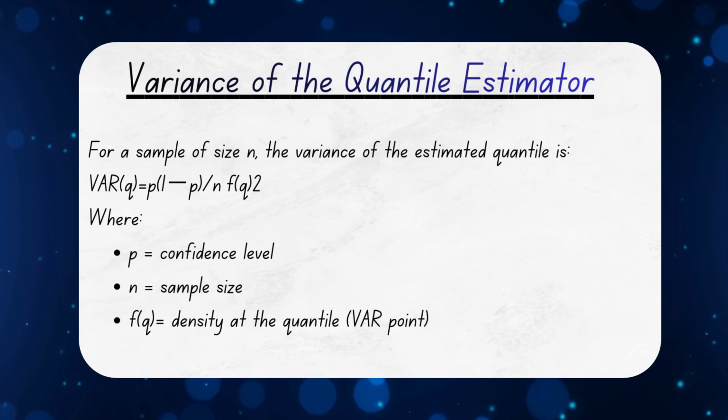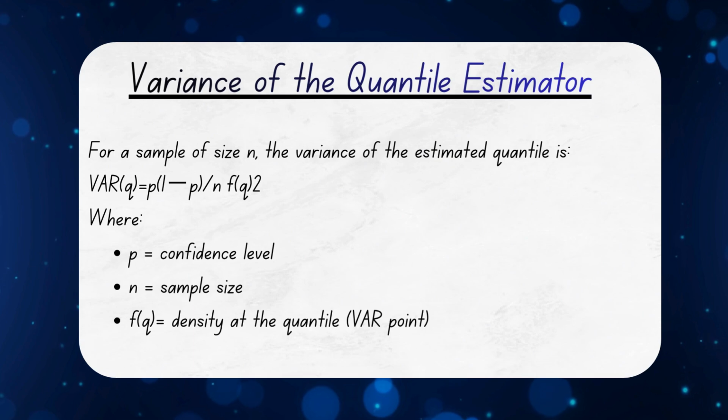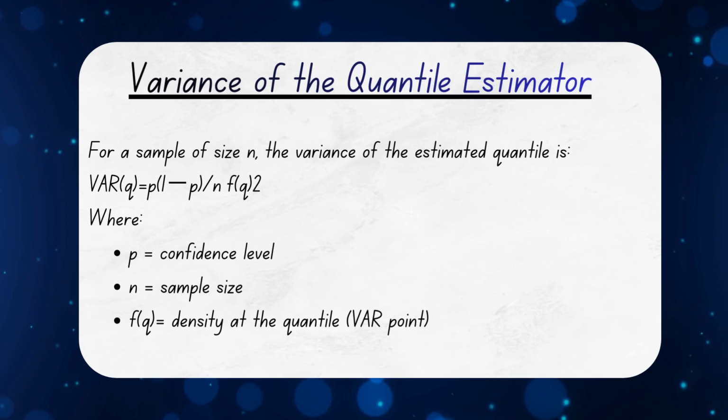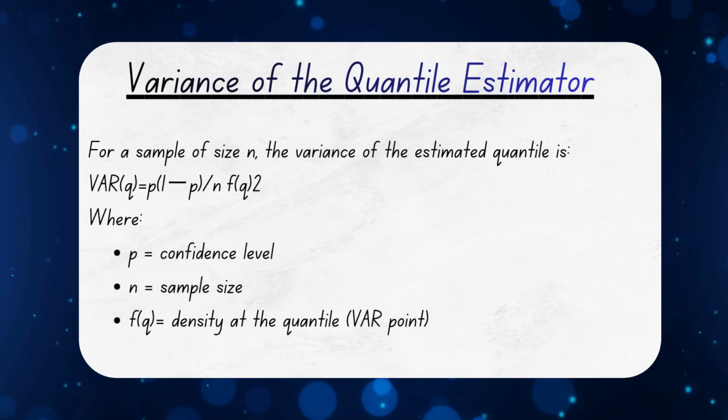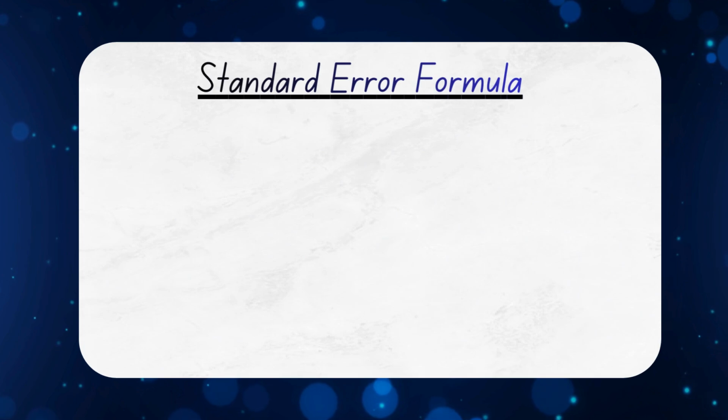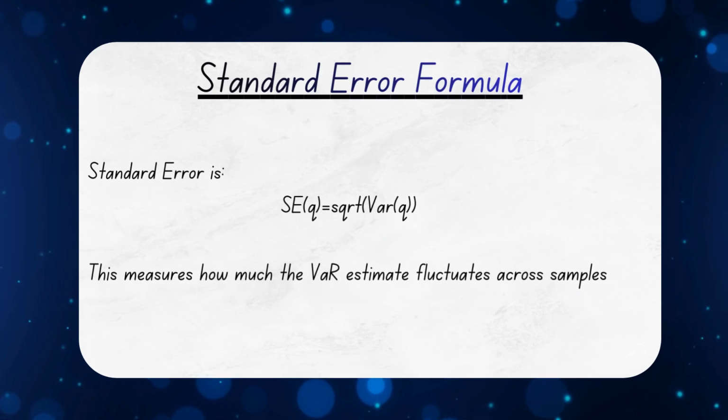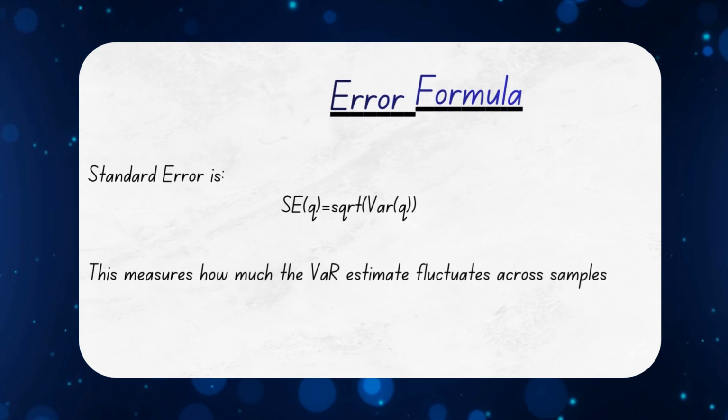Statistics tells us that the variance of this quantile estimator depends on three things: the confidence level P, the sample size N, and the density of the distribution at the VaR point. Without worrying too much about the formula, the key message is simple. The variance gets smaller when the sample size increases, and it gets larger when we go deeper into the tail. The standard error is just the square root of this variance. And practically, it tells us the typical estimation mistake we might make.